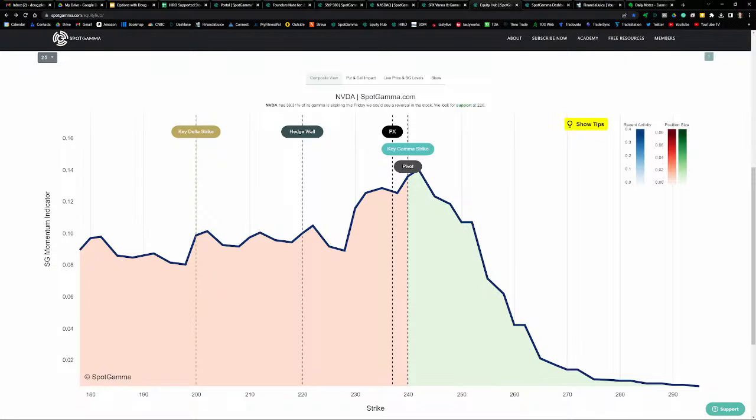and also 39.31% gamma expiring today. We could see a reversal in the stock. Look for support at 220. So I was looking for a potential call gamma unwind.